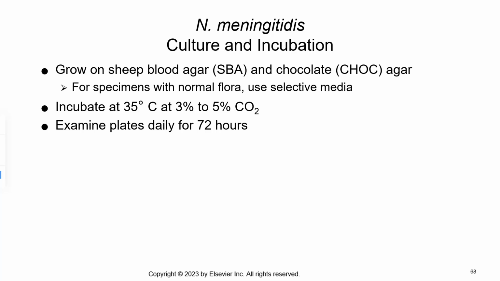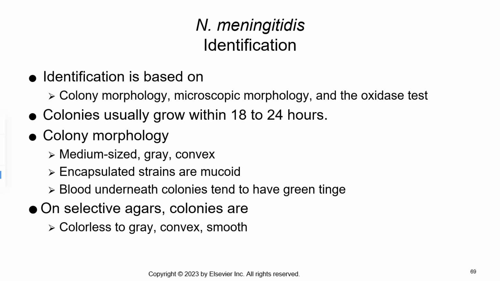It grows on sheep blood agar and chocolate agar. Incubated at 35 C in the presence of CO2 and examine the plates daily for 72 hours. Identification is based on colony morphology, microscopic morphology, and the oxidase test, and we can also use MALDI for identification or the MicroScan. Colony morphology: medium-sized, gray, convex; encapsulated strains are mucoid. Blood underneath the colonies tends to have a green tinge. On selective agars, colonies are colorless to gray, convex, and smooth.